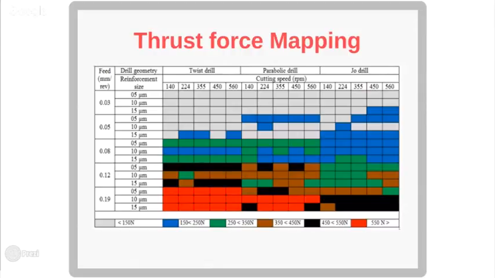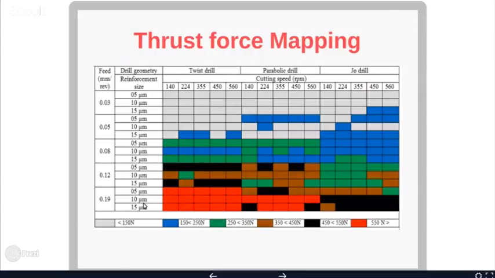Now, I came to know that under all these parameters, for the twist drill point geometry, when the feed is close to 0.119, the reinforcement size is 5, 10, and 15, and the RPM is 140 to 560, all these are red in nature. Okay, all the thrust forces are greater than 550 Newton. Now, with respect to the parabolic, there is some decrease in the thrust force, and with respect to the jaw drill point geometry, there is a considerable decrease in the thrust force at the same process parameters, right?